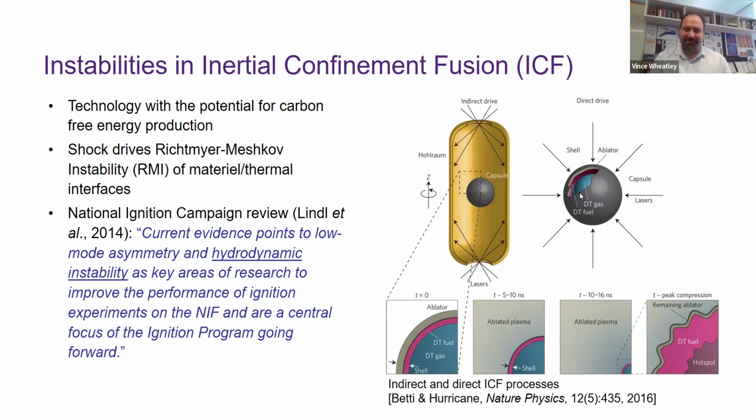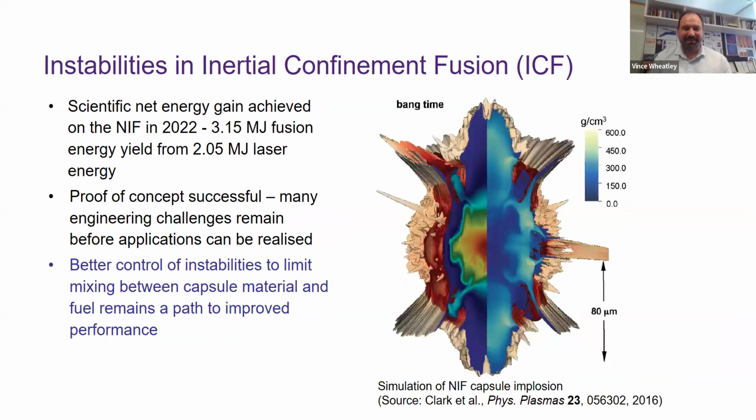In this scenario, the Richtmyer-Meshkov instability acts on the various interfaces in the capsule and drives mixing between that capsule material and the fuel, which is highly detrimental to the fusion burn. So in a review of the National Ignition Campaign in the US, these instabilities, along with low mode asymmetry, were identified as where improvements need to be made in order to improve the implosion performance, to avoid the imploded capsule looking like this image from one of Dan Clark's simulations of capsule implosions.